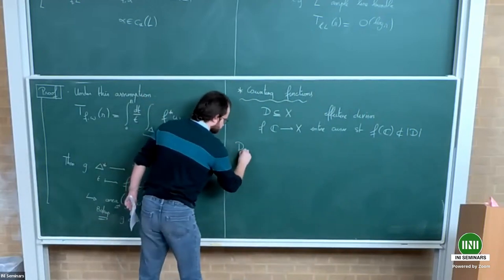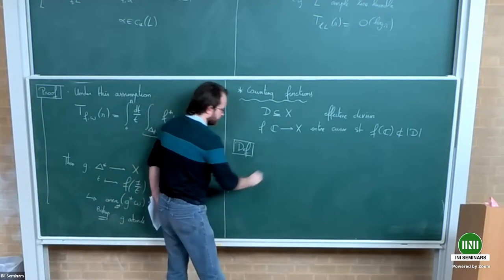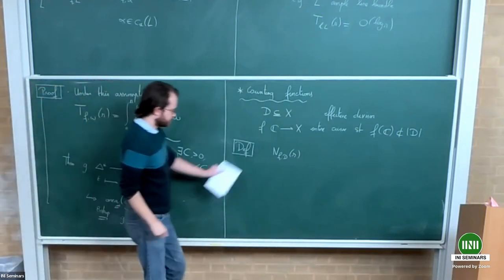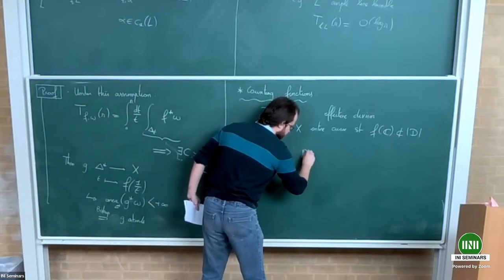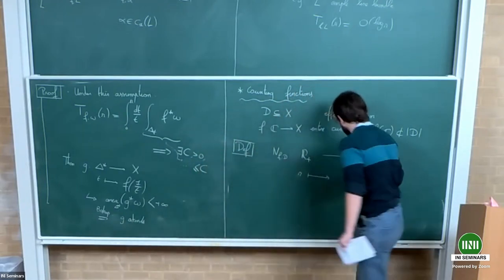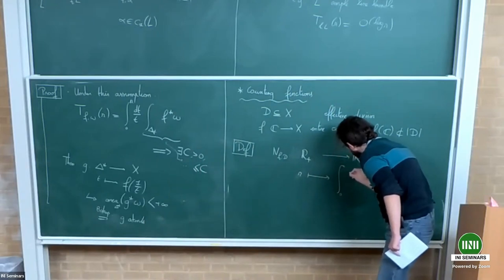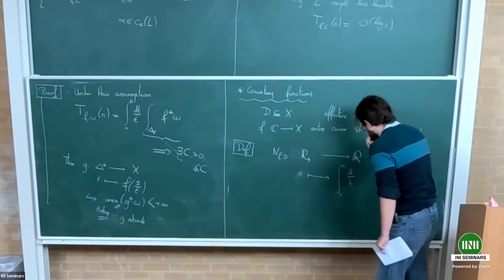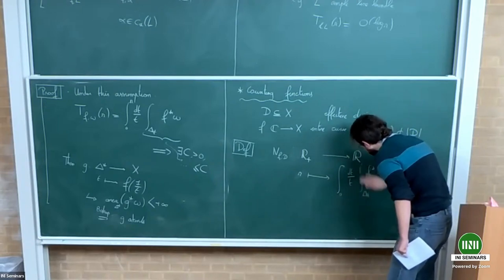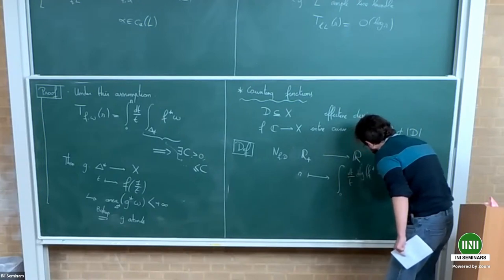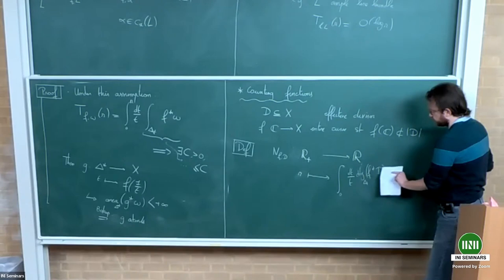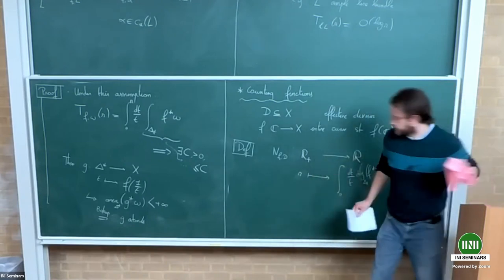So we can define the counting function, which again will be defined as a map starting from R plus and going to R. And in a manner which is very similar to the definition of the characteristic function, you just integrate with some logarithmic weights the degree of the pullback of the divisor on the disk of radius t. So here I just mean you count with multiplicities the points lying inside the disk Δt that are sent to D.